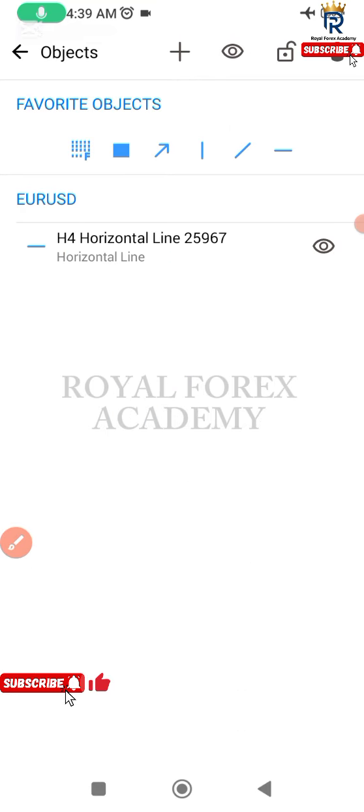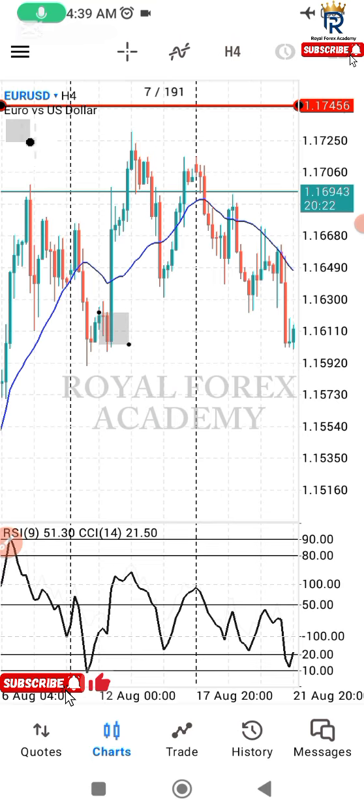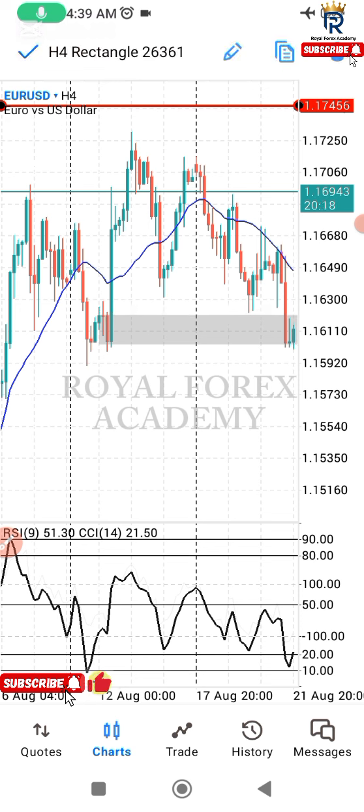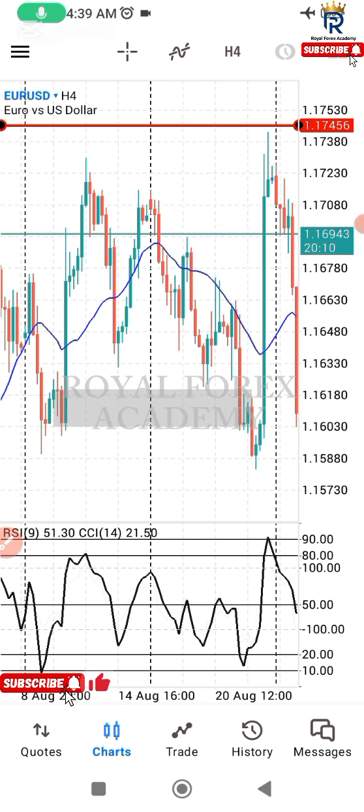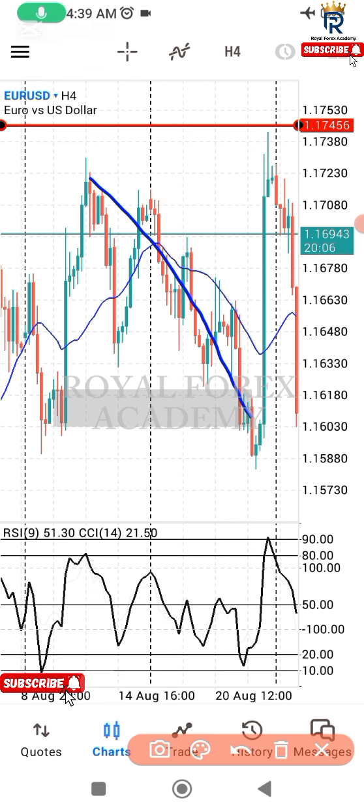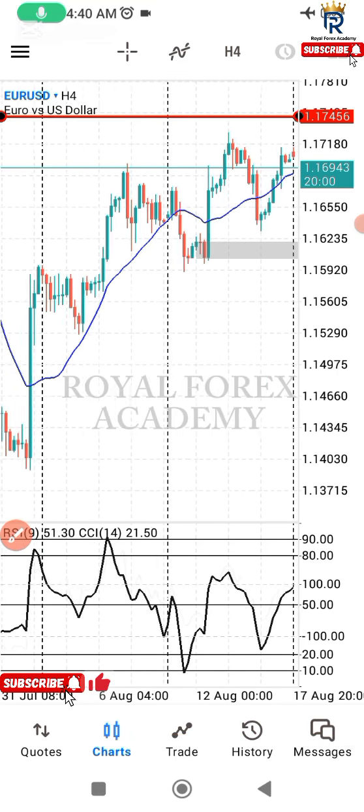So what do we do? We mark this particular order block, right? And afterwards, we have marked this order block. After marking this order block, we were expecting price to return into this order block in order for us to go higher, in order for us to buy.